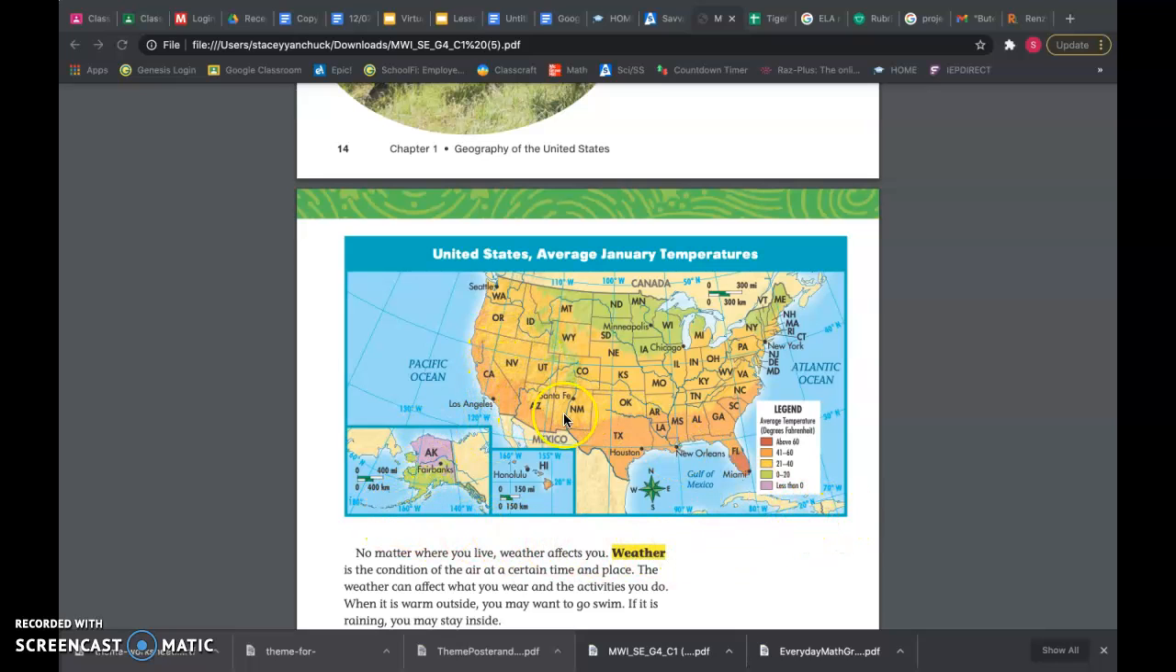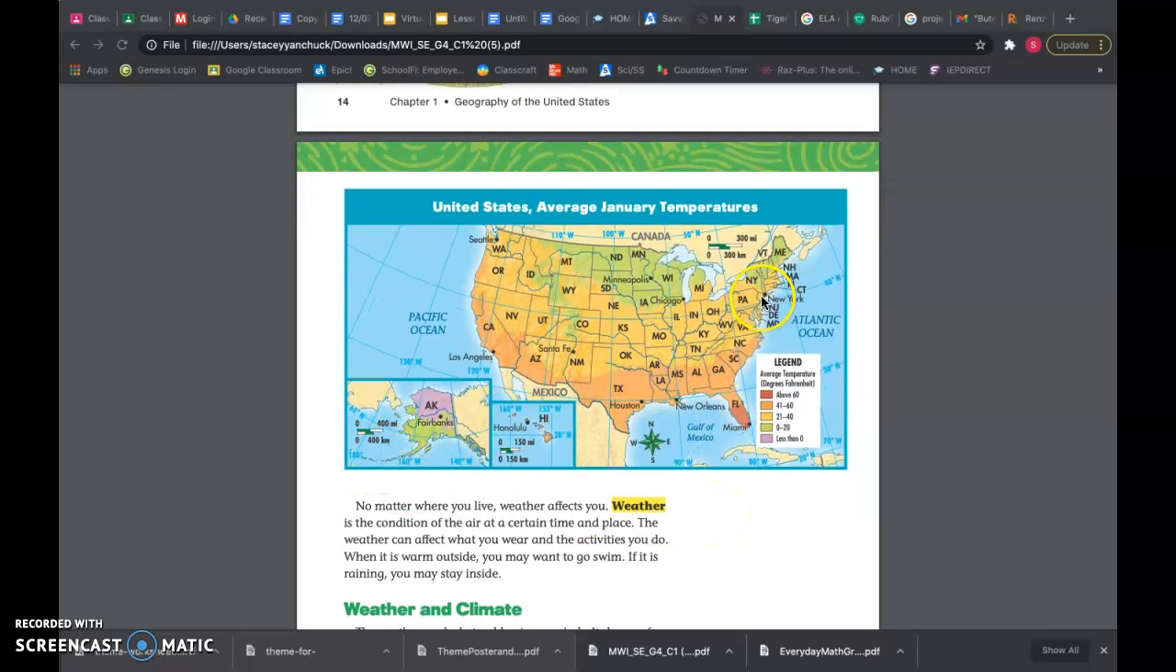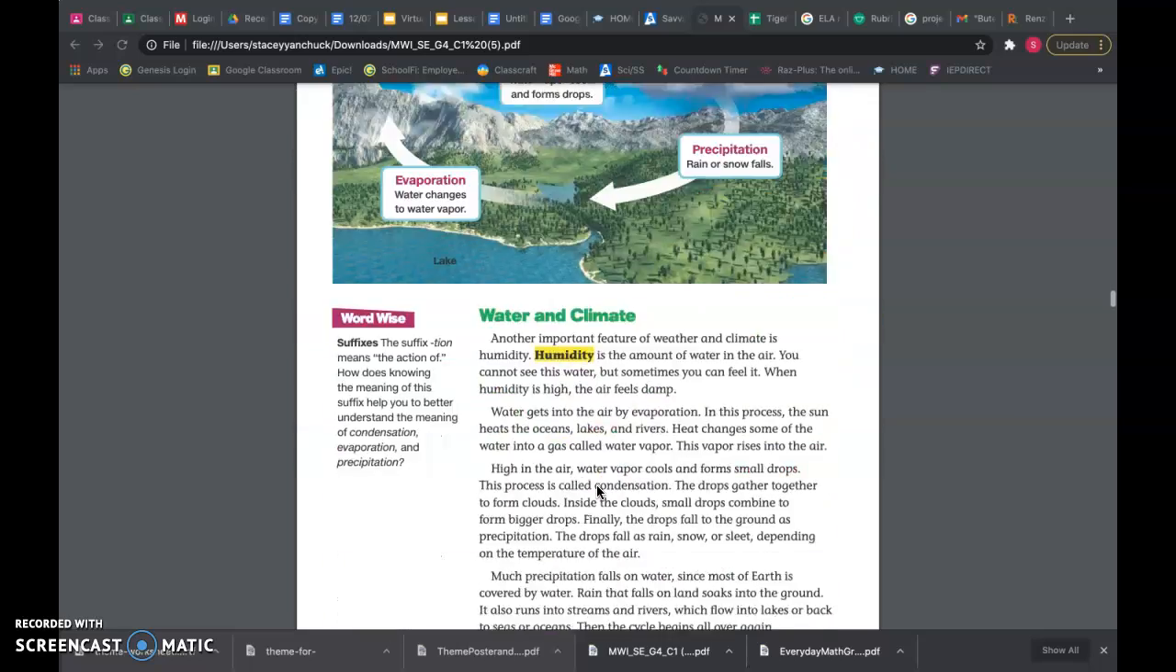So California, Arizona, Texas, Louisiana, Mississippi, Alabama, Georgia, Florida, those are all super, super close to the equator compared to New Jersey, and that's why it's so much warmer over there.